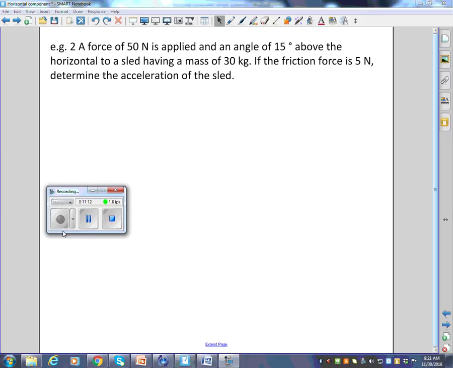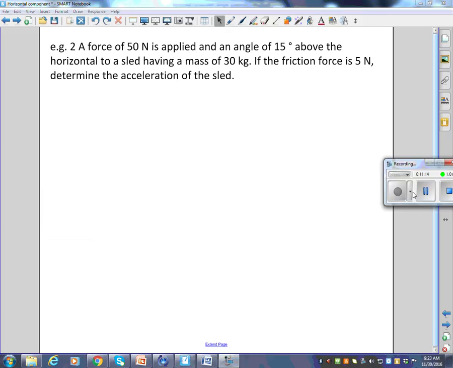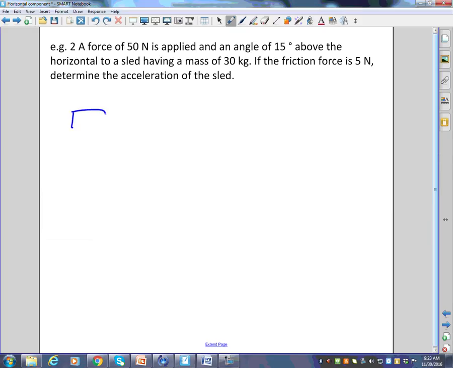And of course, you're all working in pencil, so let's draw a picture. Is the picture important here? Yeah, it's pretty important. After a while, you sort of get the picture in your head. So we've got 50 newtons, 15 degrees, a weight force, and a normal force, but they're balanced, so we don't really care about them. And we've got a friction force here, right? So step one is to solve for the x component, the sideways component.